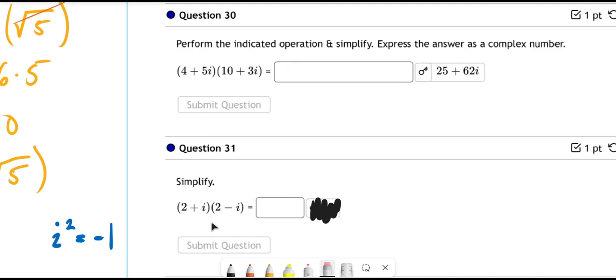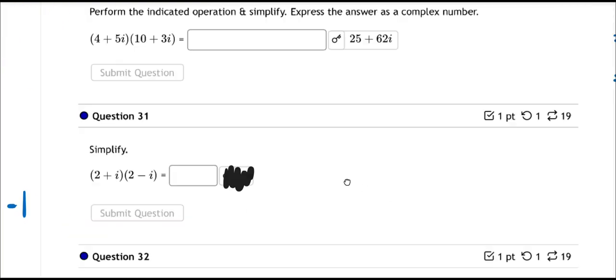Question 31 looks very similar to the one we looked at with radicals, where we have matching in all places except two different signs. This is going to be reminiscent of the difference of squares formula, and as such, we're going to get rid of all of our complex values. Let's see how that looks.